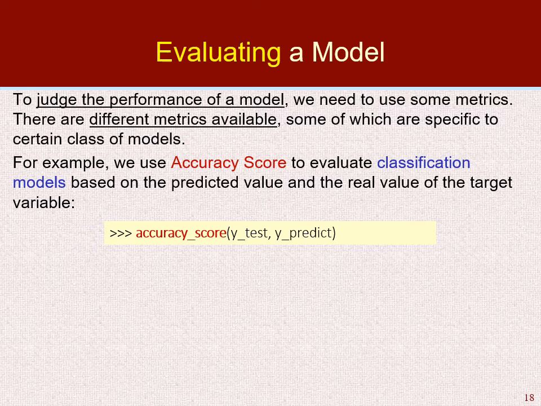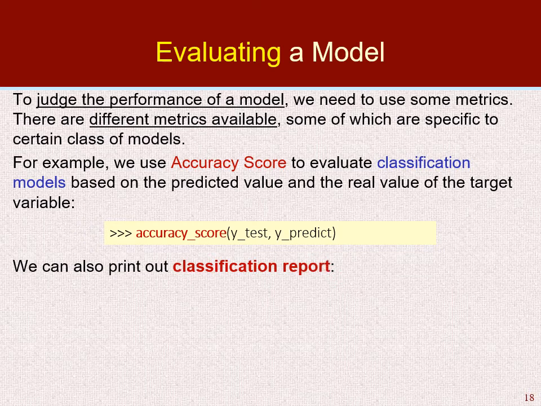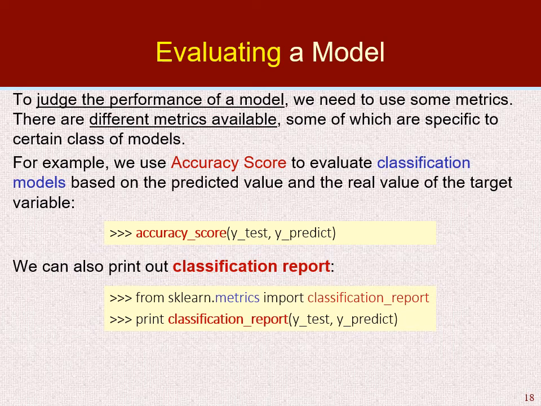For the classification models, we can also use classification_report, such as the following. So we have to import classification_report first. From sklearn.metrics import classification_report, and then we ask it to print it out. Classification report, we give the real values of your labels and the predicted values of your labels. And it's then going to print out the classification report, a judgment of the performance of your model.